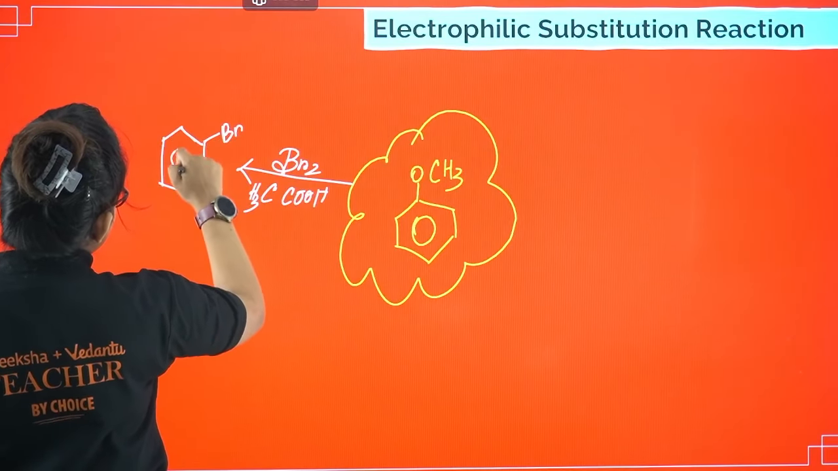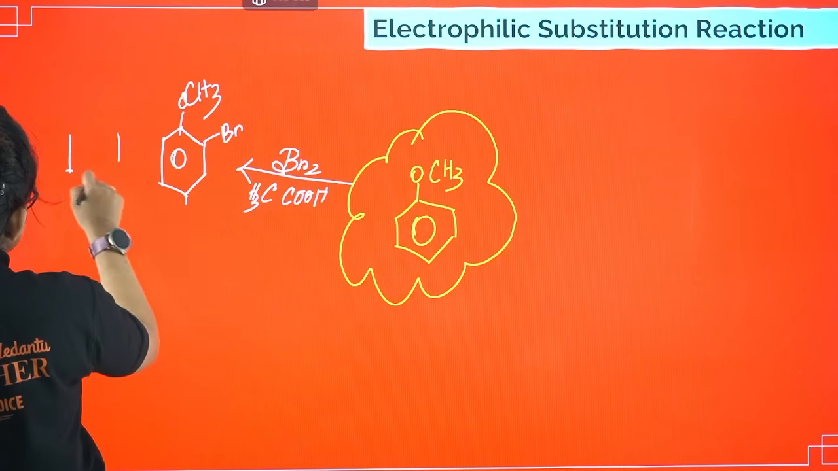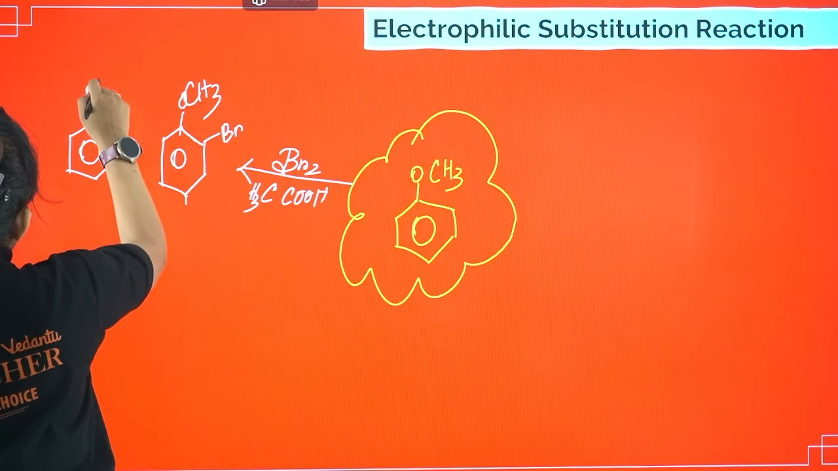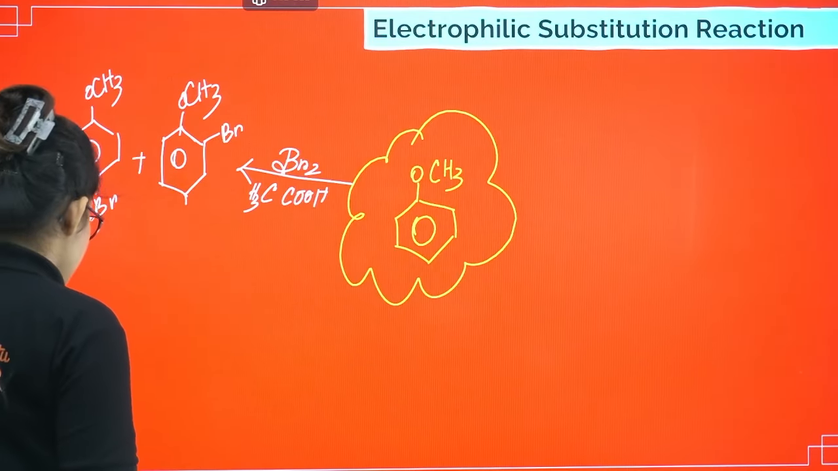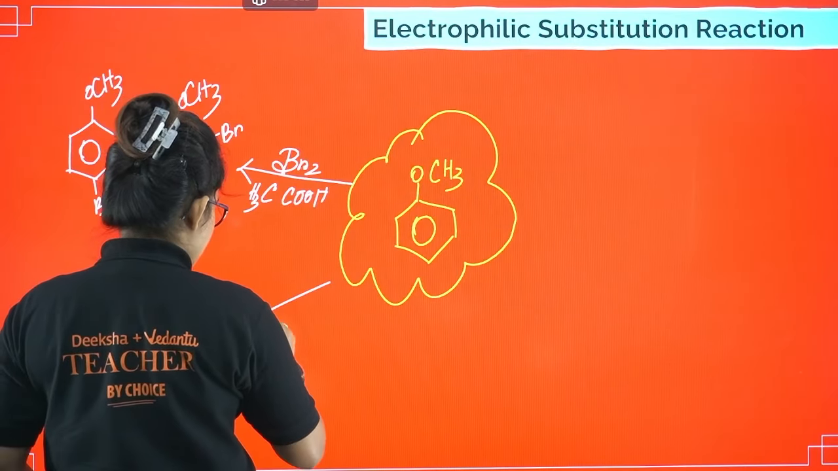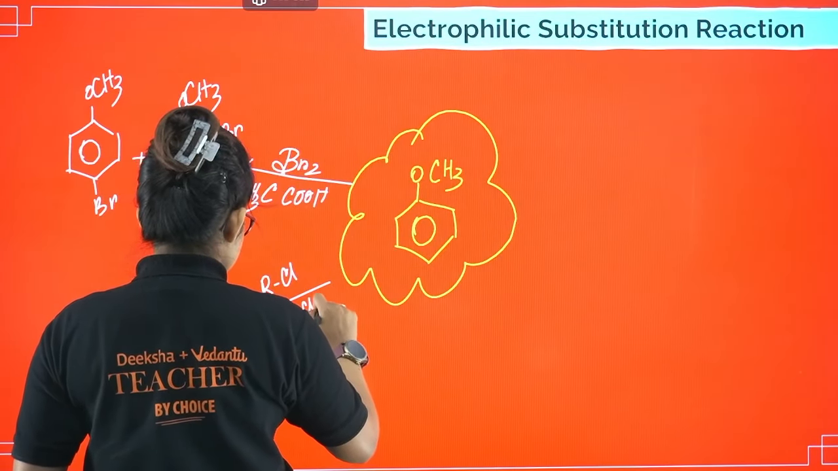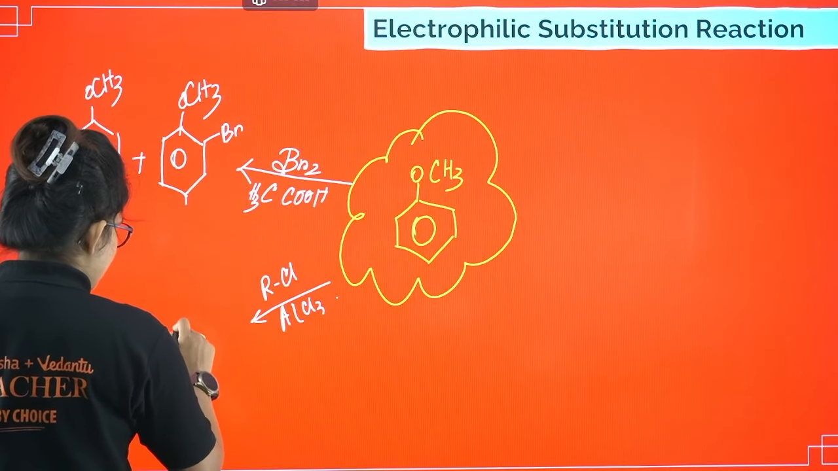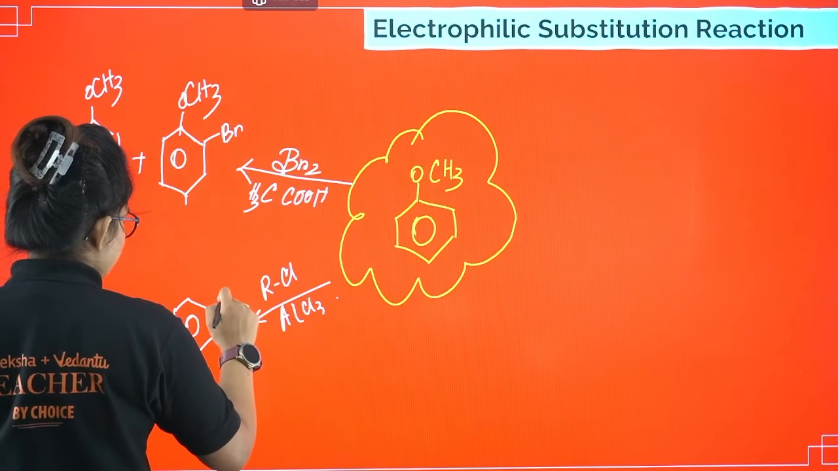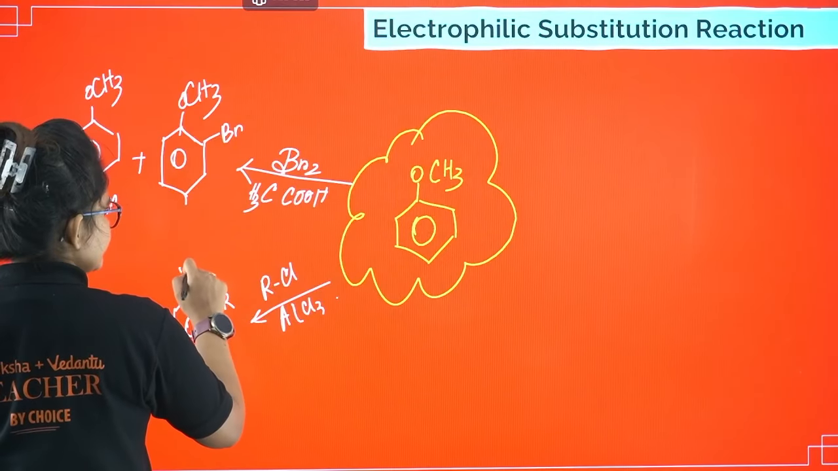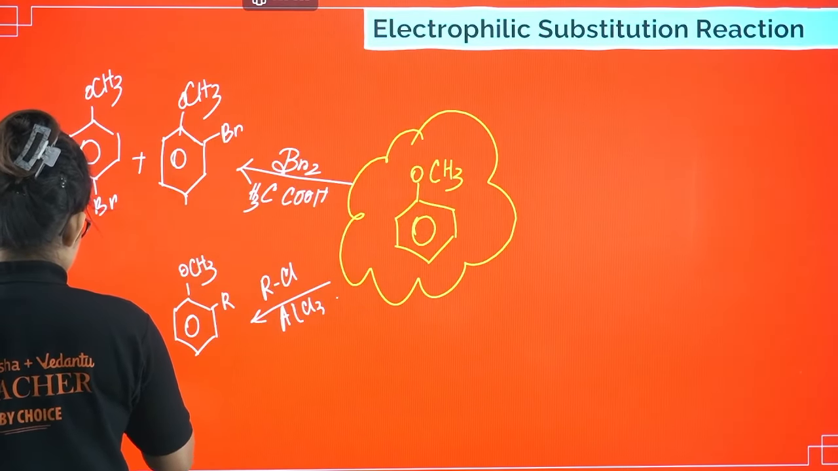Here also bromine, and here also, I will get bromine in the para position. Okay, next let's do Friedel-Crafts. Let's say RCl, AlCl3. Here also the alkyl group will be substituted. So the R group will be substituted here. In the ortho position I will get R, OCH3, plus in the para position also I will get R.